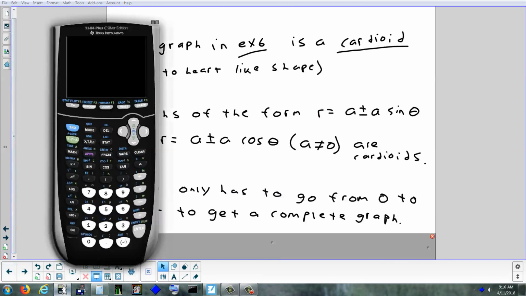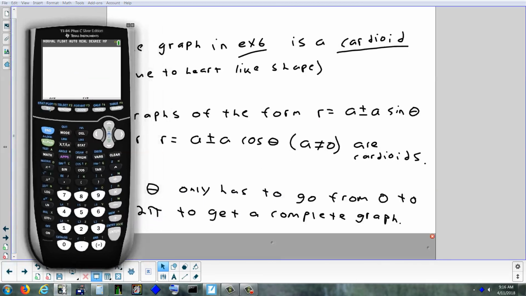Okay, let's graph it. So we had 3 plus 3 sine. Was it sine or cosine? Cosine. Right? No, it was sine. If you do cosine, you still get a cardioid kind of shape. I'll show you what happens with that. Sine and cosine are phase shifts of each other by 90 degrees. So since sine and cosine are 90 degrees off, if you switch them, it rotates the heart 90 degrees.